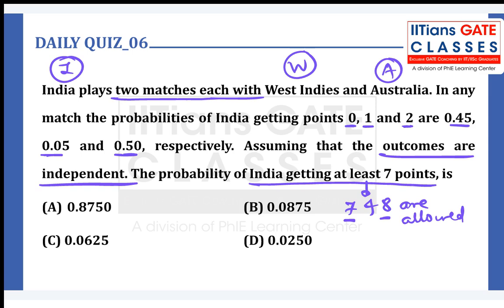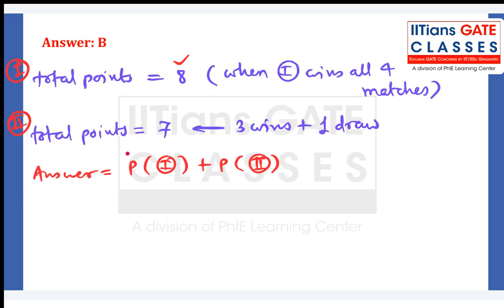What is the probability? India winning a match is 0.5. So winning all the matches means India wins the first match, and the second, and the third, and the fourth. This is nothing but the principle of counting: if you can do one task in m ways and another task in n ways, you can do both tasks combined in m into n ways. So 0.5 to the power 4 is 0.25 into 0.25, which is 0.0625.